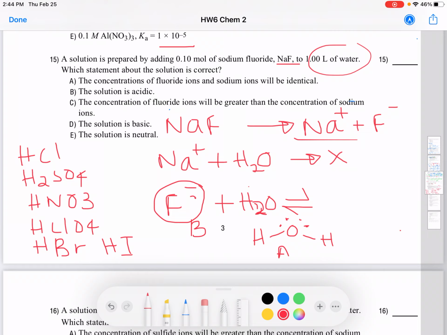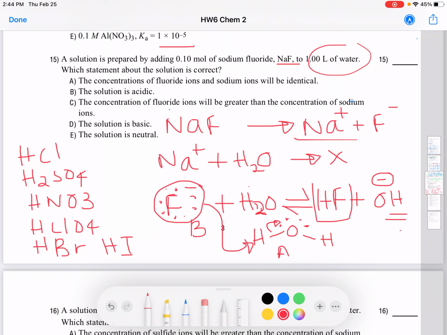So the fluoride ion has lone pairs. It has 4 lone pairs. It's going to go and take this proton and then form hydroxide. It's going to form the weak acid HF and hydroxide ion. Okay, it's going to form hydroxide ions.